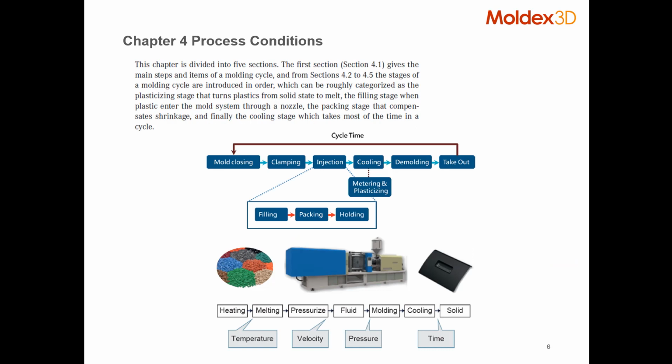Chapter 4, Process Conditions. This chapter is divided into 5 sections. The first section gives the main steps and items of a molding cycle, and the rest of the sections are written to make further explanations, such as the plasticizing stage, filling, packing, and lastly, the cooling stage.